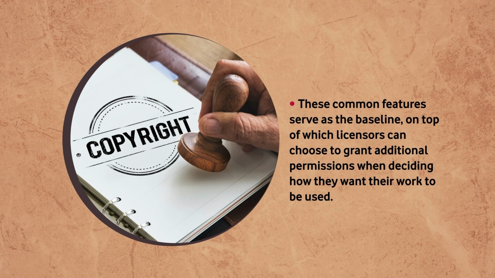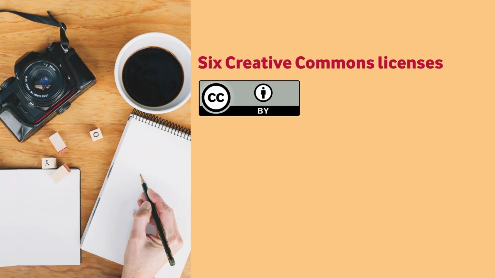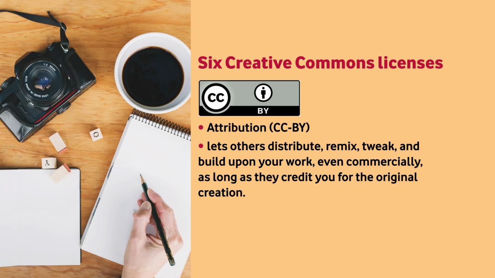These common features serve as a baseline on top of which the licensor can choose to grant additional permissions when deciding how they want their work to be used. There are around six Creative Commons licenses available. One is CC BY. CC BY means attribution.